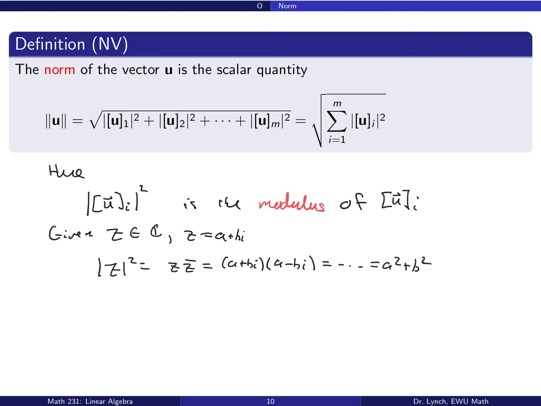Given any complex number that can be expressed in the form a plus bi, we know that the modulus squared of that element z is z times its conjugate. And it turns out that when you work out all of the complex arithmetic here, you just get a squared plus b squared. So the modulus squared of any element is always the square of the real part plus the square of the imaginary part.